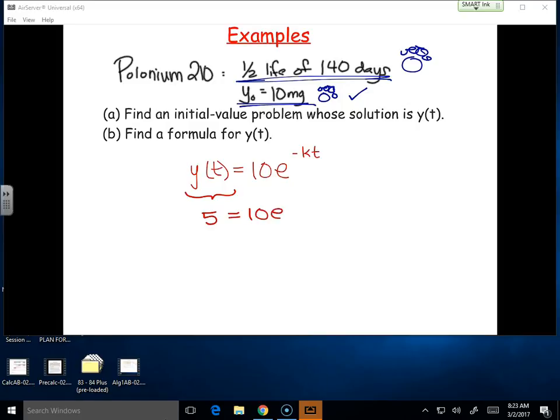Another way of looking at it. Wait, hold on. Katrina, what were you saying? It was good. What were you saying? Oh, I was gonna say, ooh, don't take half of 140. Change 140 into hours.